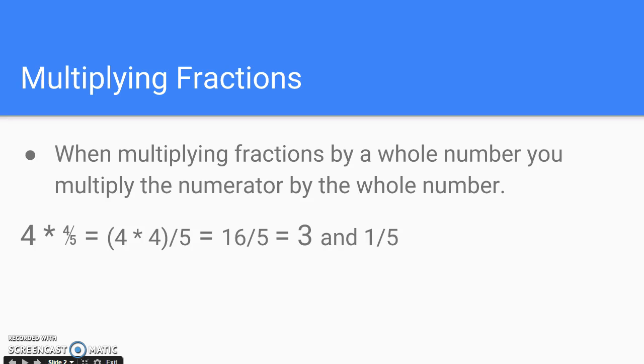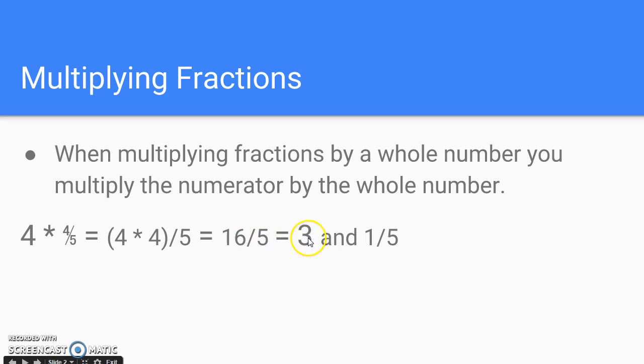So when you're multiplying whole numbers times fractions, you multiply the whole number times the numerator, all right? So you're multiplying the whole number by just the top number, okay? So for instance, in this example, 4 times 4/5, we multiply 4 times 4, and then we keep the denominator the same. So 16 over 5. 4 times 4 is 16 over 5. Okay, then you need to reduce.